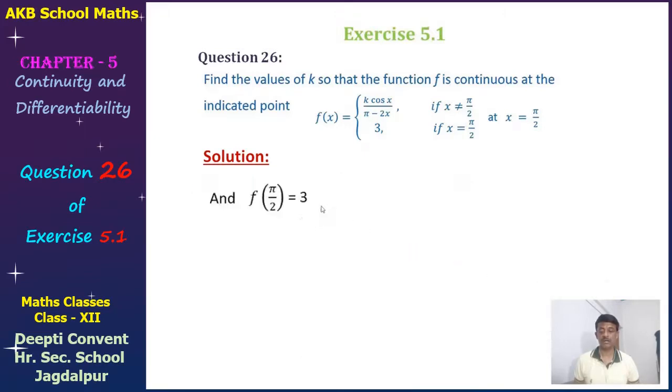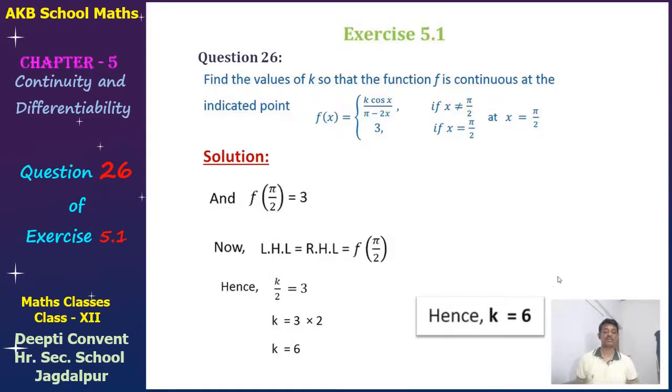And as f(x) is continuous at x equal to pi by 2, we are getting left hand limit equal right hand limit equal value of the function f(pi by 2), from here 3. So put the value, k by 2 equal to 3, that is k equal to 6. Hence k equal to 6 is the value of k for the function to be continuous at x equal to pi by 2. That was the solution of question 26.